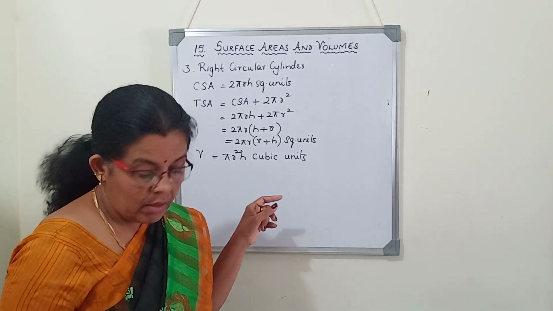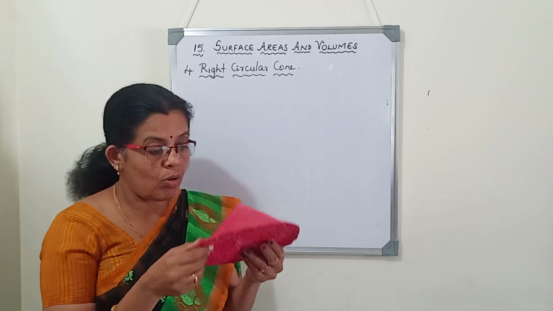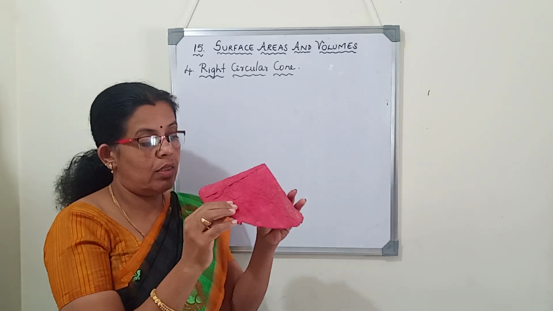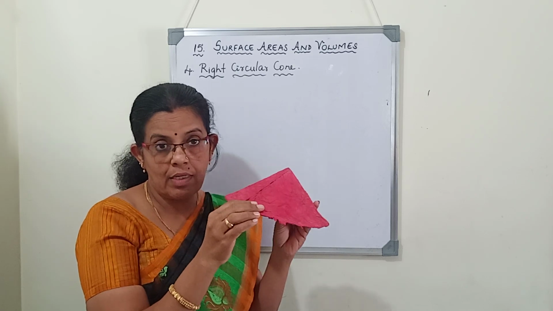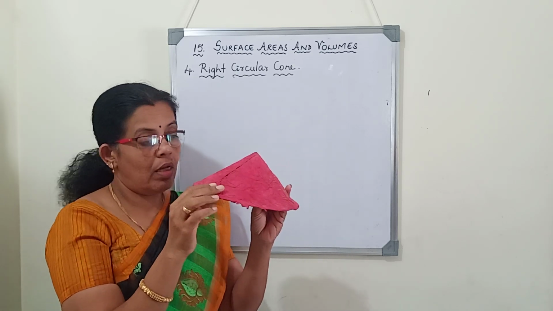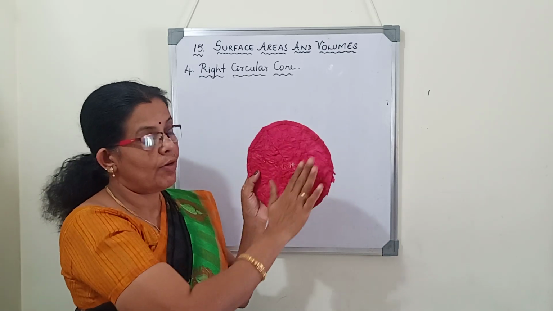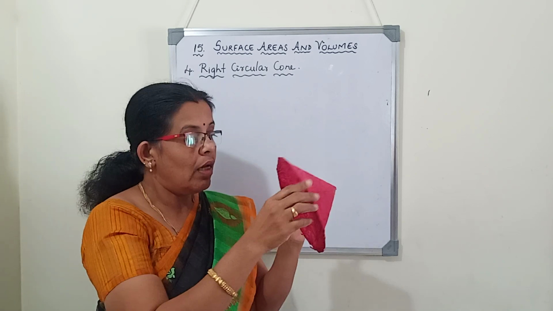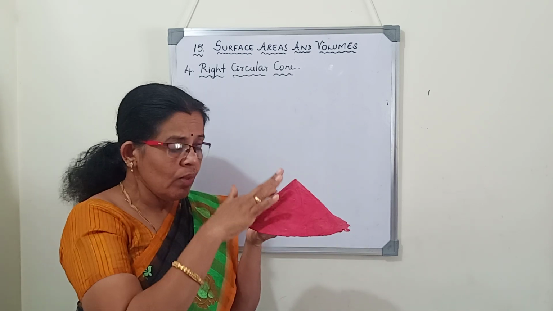Now we will see a cone. Next is about a cone. See, this is a cone. A cylinder has three surfaces, one curved surface and two circular surfaces. For a cone, there are two surfaces: one is the curved surface and one is the flat circular surface. So how do we find the CSA of the cone?